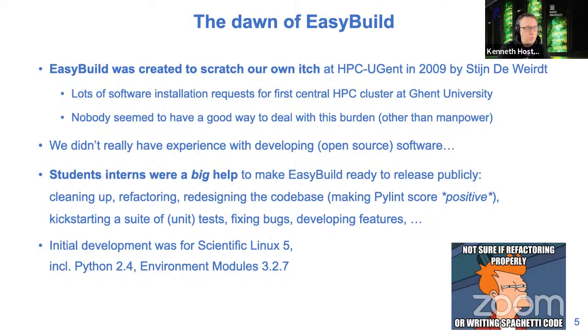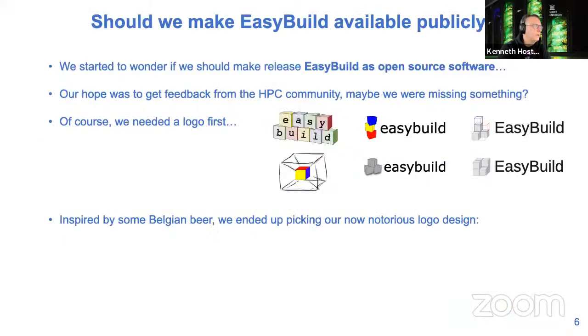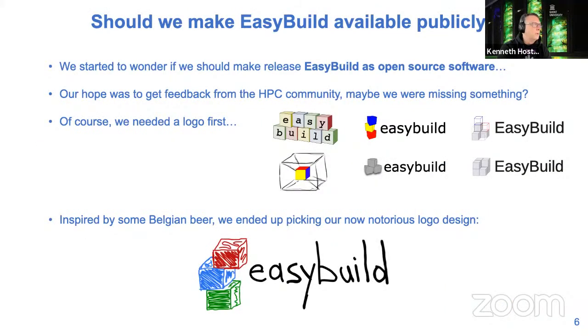So initially the code was way below 0, and the students helped us a lot by cleaning it up and improving it. But just for some context, this was back with Scientific Linux 5, Python 2.4. So this was a very long time ago. At some point, we started to wonder if this could be useful also to other people.